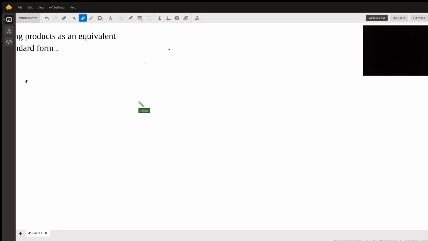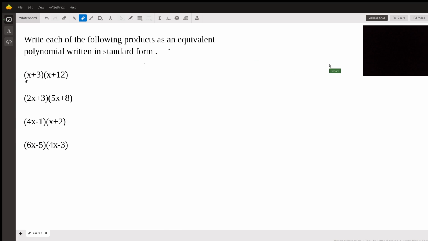Oops. I got to move that back. That happens every once in a while. Here we go. So this first one I'm just going to do on the right in two different ways. Okay.